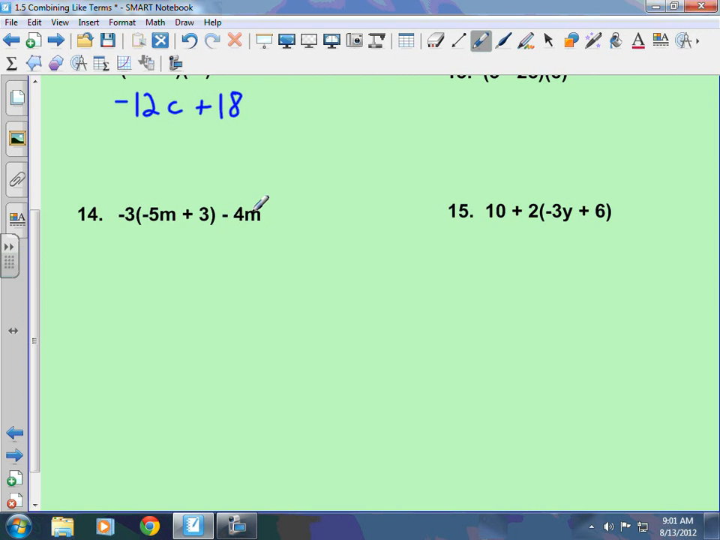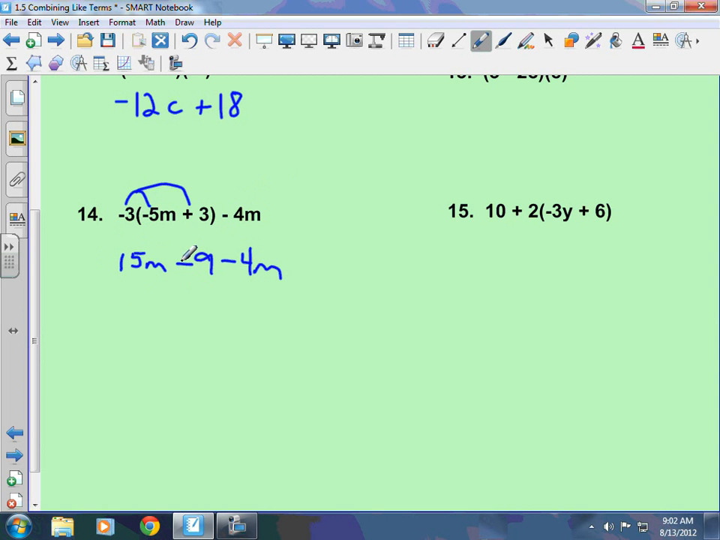Let's go ahead and find out which one is our distributor. Negative 3, no sign. Negative 4, we have a sign. So there's a sign in between the negative 4 and the parentheses, so negative 3 is our distributor. Negative 3 times negative 5 is positive 15. The m stays with it. Negative 3 times positive 3 is negative 9. And then I simply bring down my negative 4m.